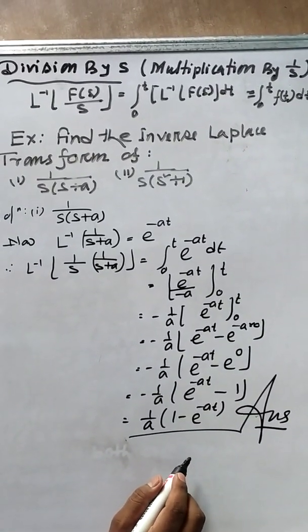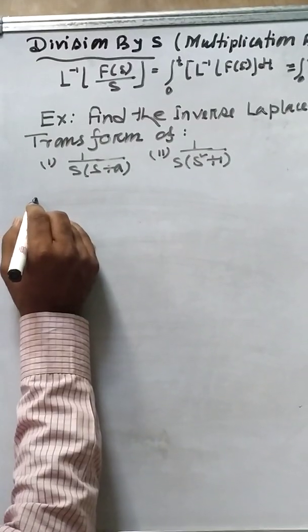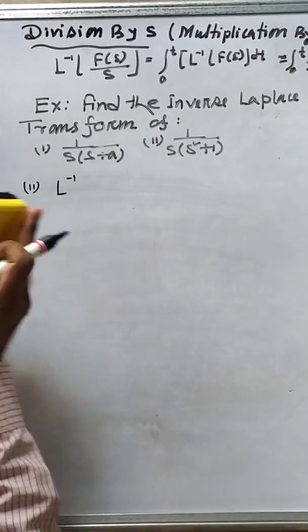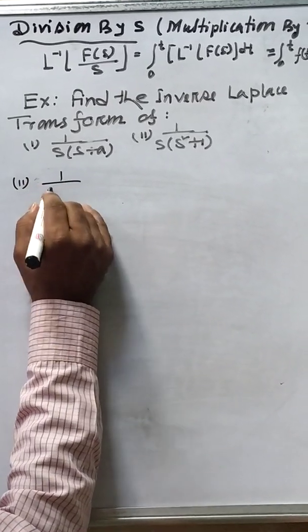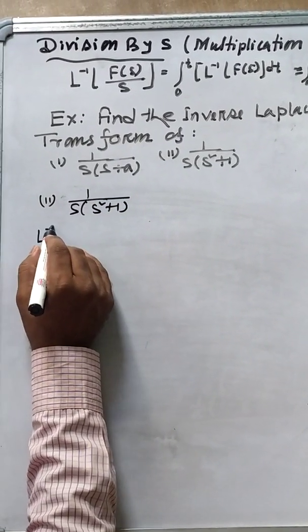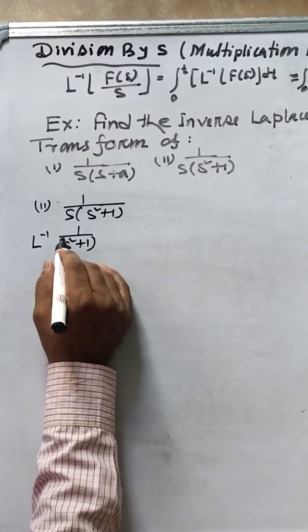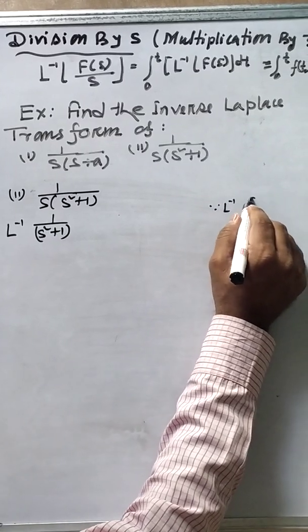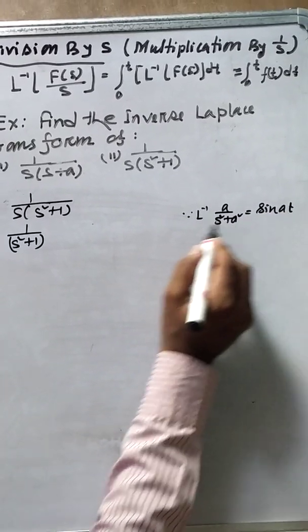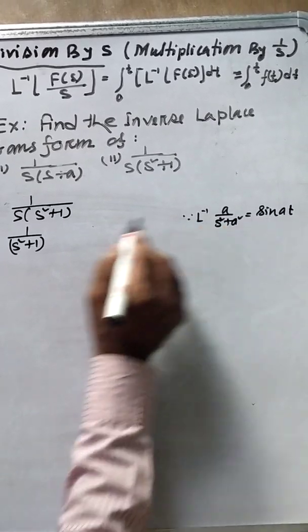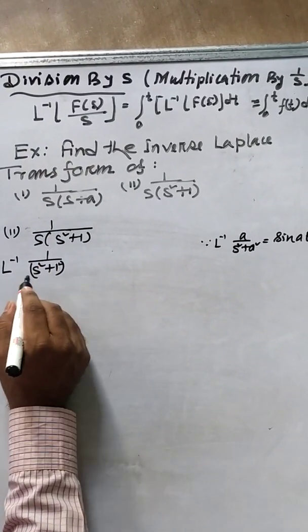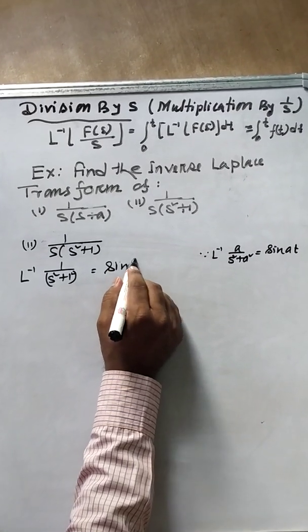So this problem is done. Next we consider the second one, number 2. L inverse of 1 by s(s square plus 1). First we consider 1 by s square plus 1. Suppose this s is absent, we consider L inverse of 1 by s square plus 1. We know this formula, L inverse of a by s square plus a square is sin at. Here a means 1, so this is sin t.